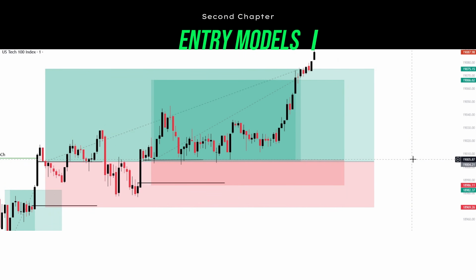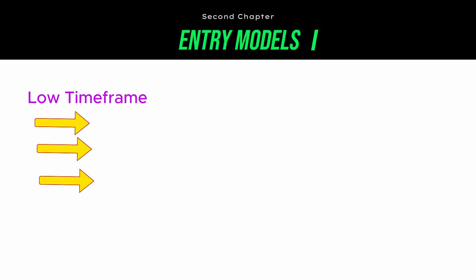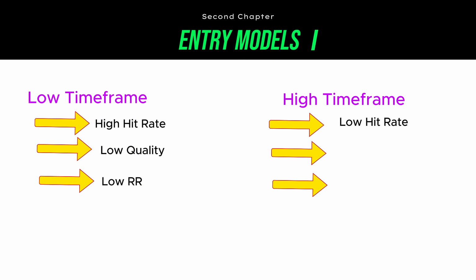The difference between time frames is quality and hit rate. In low time frames, just as we have traded recently, the hit rate is high, the quality is low, and the risk to reward is low. In high time frames, the hit rate is low, the quality is high, and the risk to reward is high. So in the high time frame, we would need only one or two high-quality setups to gain the same total risk to reward ratio as we would in a low time frame.